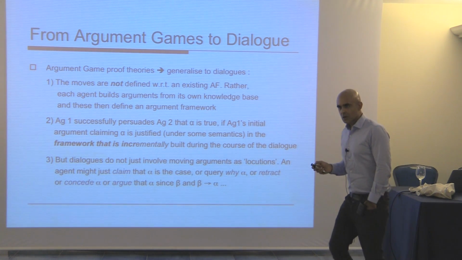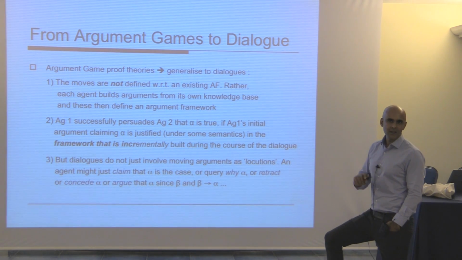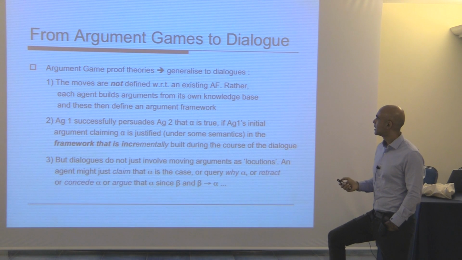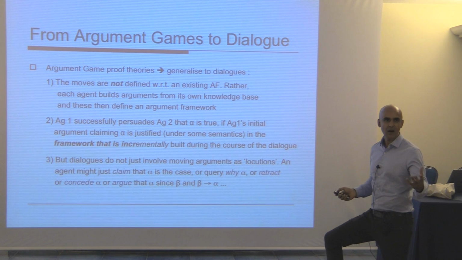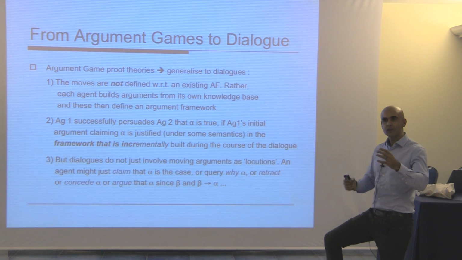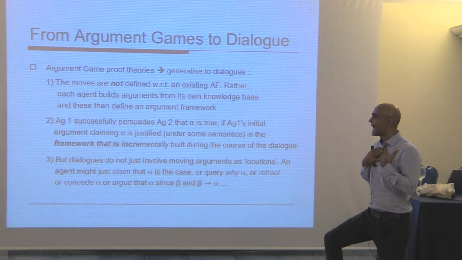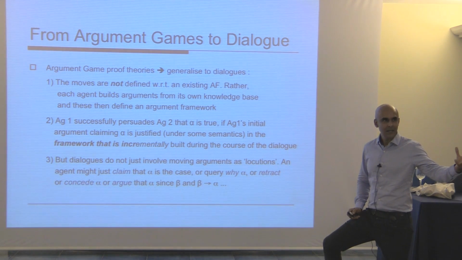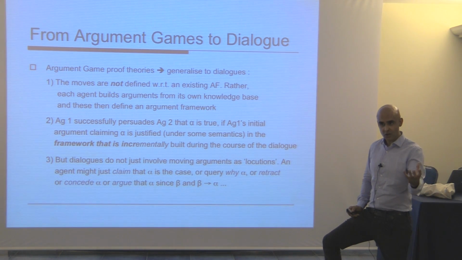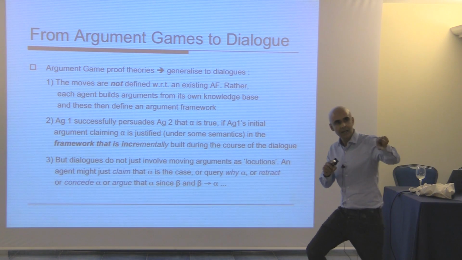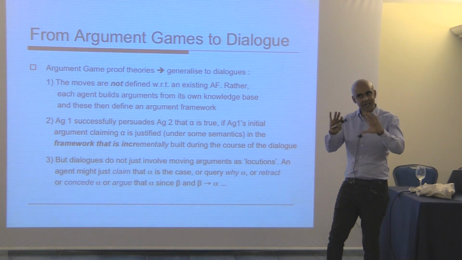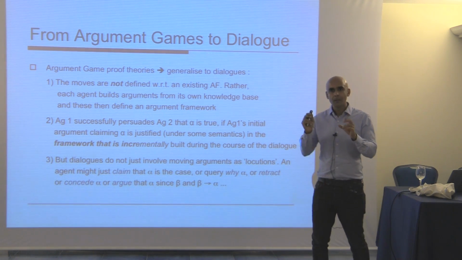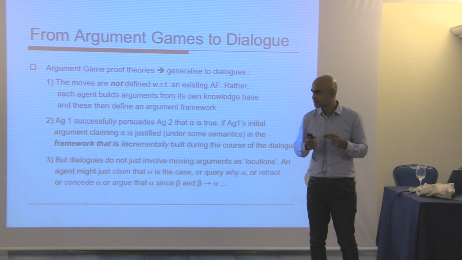Now, there are a number of steps, and there's a lot of work on dialogues. I'm going to give you just an overview of how these dialogues generalize argument games. As I said, the moves in a dialogue are not defined with respect to an existing argument framework. Rather, each agent builds arguments from its own knowledge base, and these implicitly define the framework. So remember in the argument game, we had an existing argument framework instantiated by a set of formulae and a logic, and then pro and op referenced the framework and said, okay, given there's an attack there, I can move it. Now we don't have an existing framework. We just have agents constructing arguments from their own knowledge and moving them.